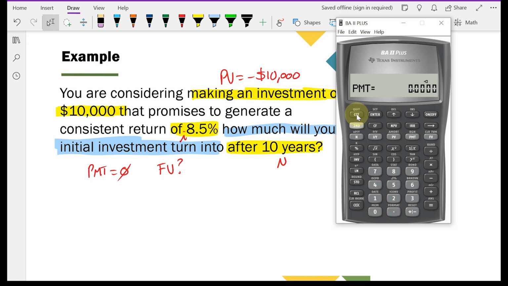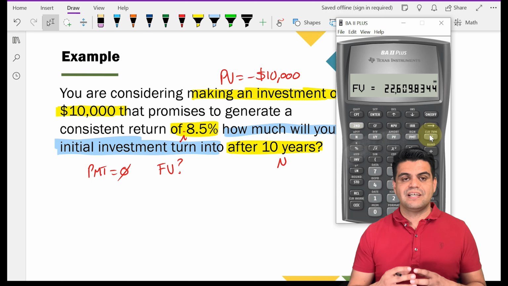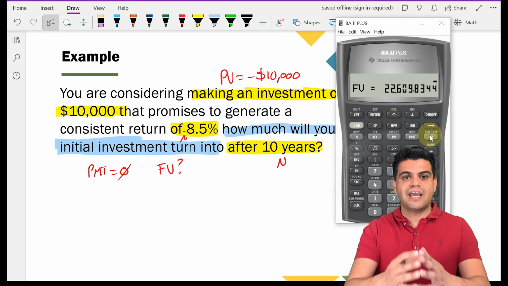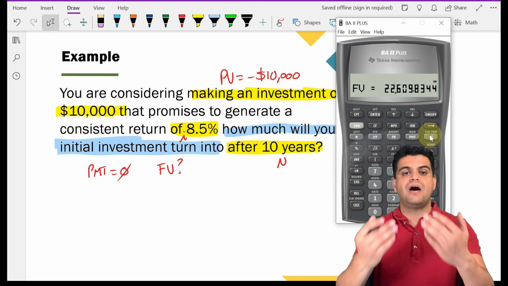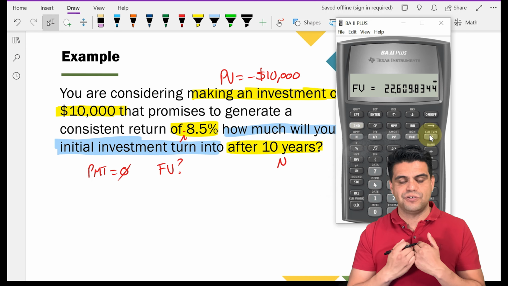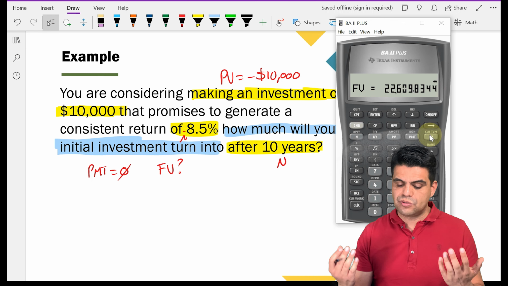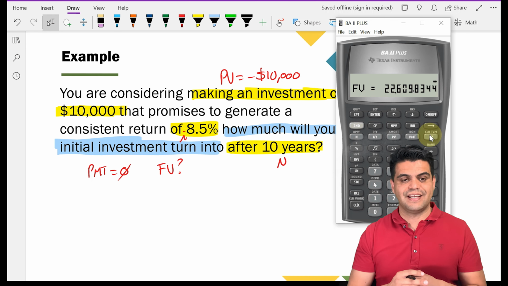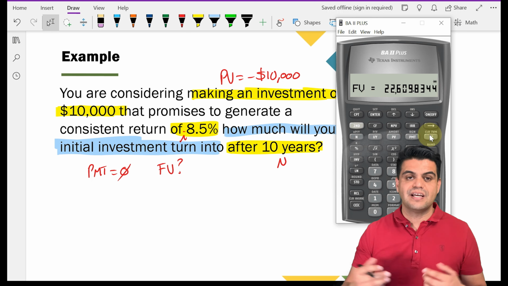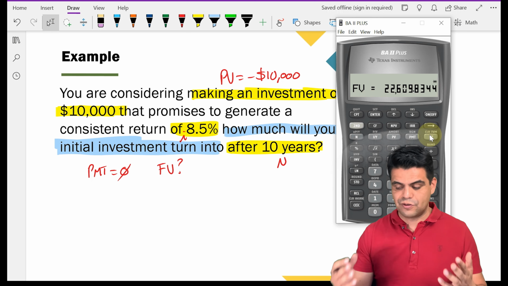Is future value going to be positive or negative? Let's compute future value. It's going to be positive, right? Because we're taking $10,000 today and we're investing it. So we should expect a positive return in the future of, in this case, $22,609.83.